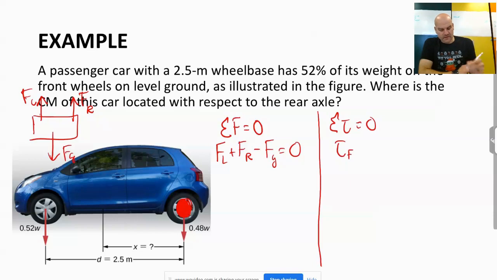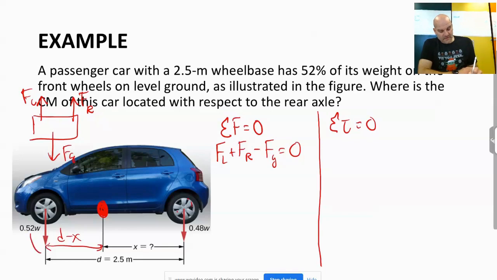The torque coming from the left-hand side. Actually, you know what, we're going to change it up a bit. We're going to call our axis of rotation the center of mass, okay? And then that makes this distance d minus x.